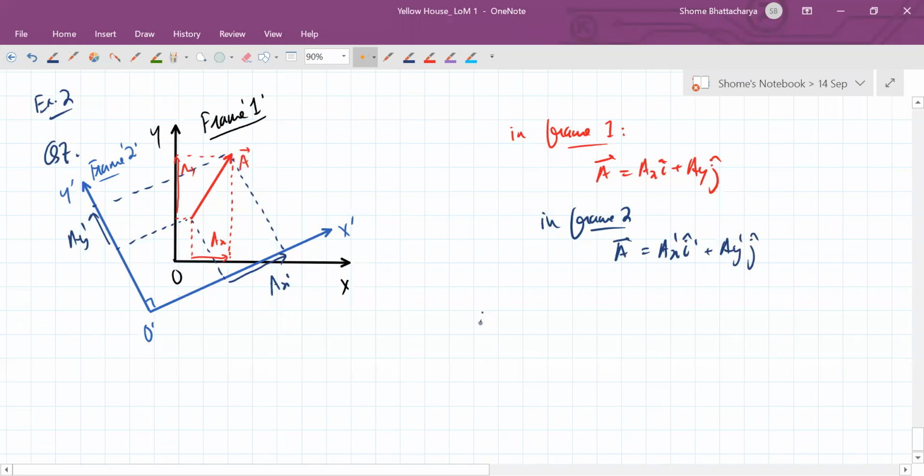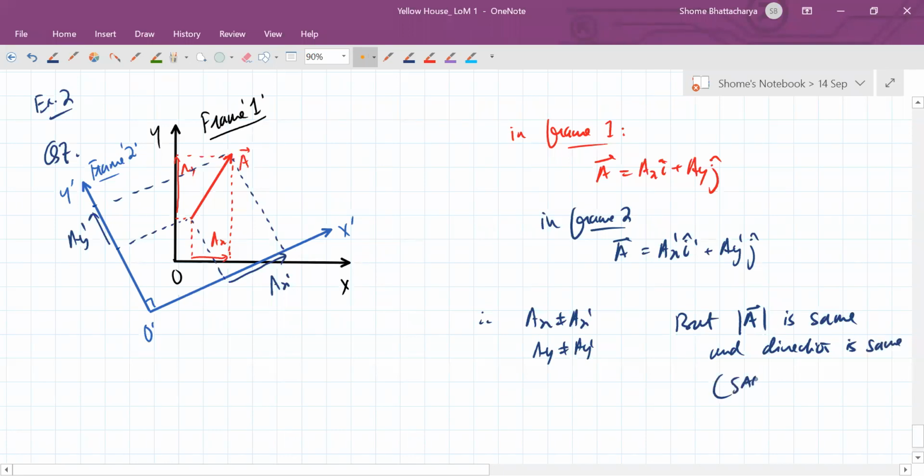Okay, so now you can see that therefore ax is not equal to ax prime, ay is not equal to ay prime, but the magnitude of A is the same, no? And the direction is the same. It's basically the same arrow. So for example, if that arrow is pointing towards north, then this is north irrespective of the reference frame. Okay, so neither the vector's magnitude changes nor the direction changes, but the components of the vector change.